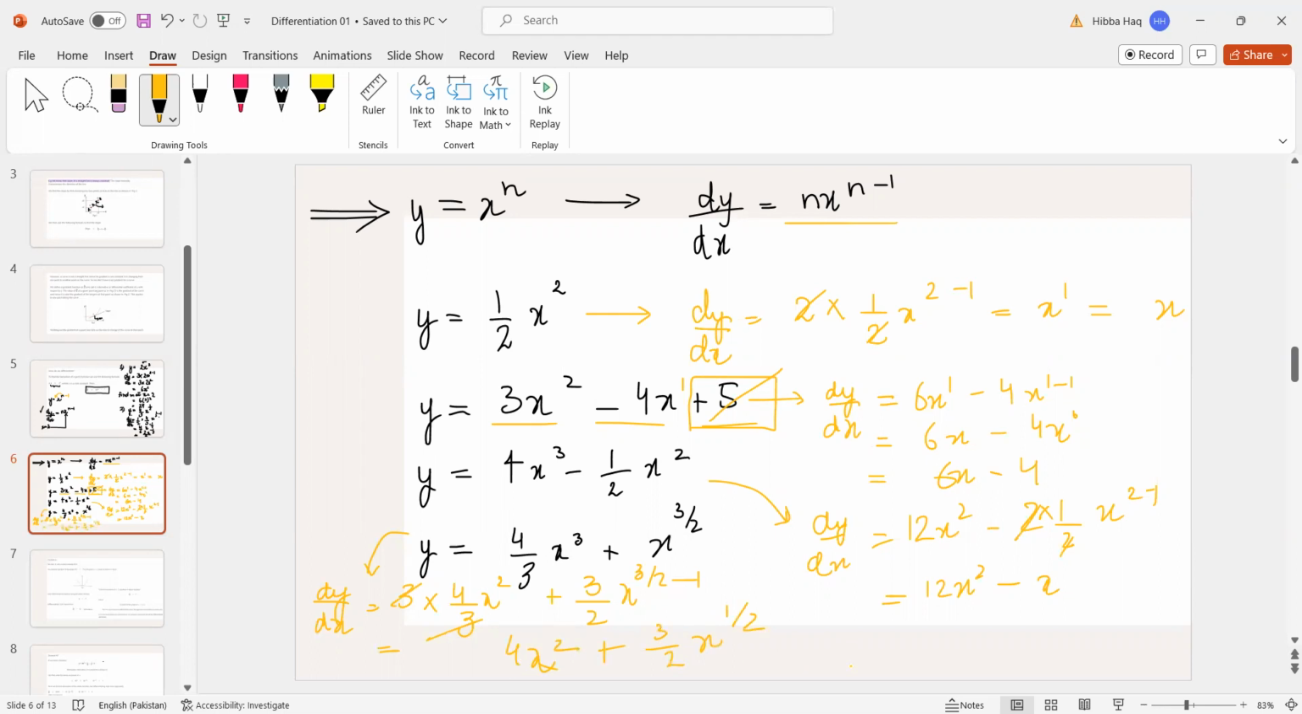So you can see that we're applying the same formula to different kinds of expressions, and we're getting a specific expression for the gradient formula. And whenever they're going to ask you to find the gradient at any specific point for this curve, you're just going to put in the relevant value of x, and you're going to get the answer.